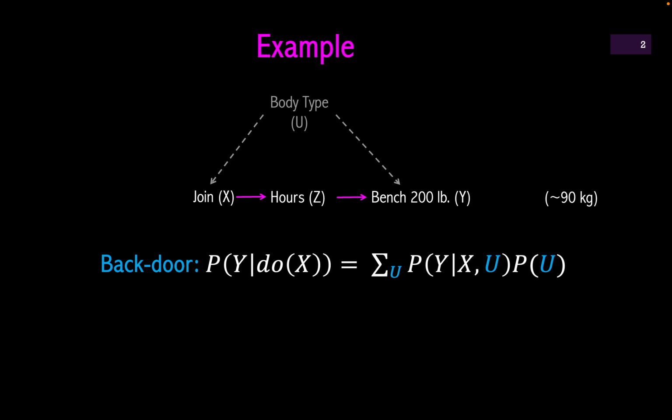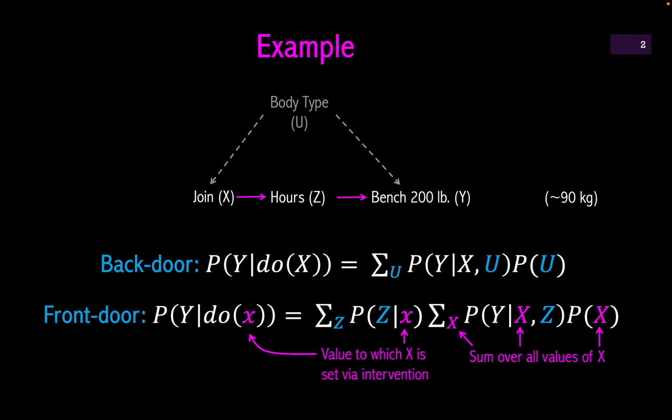identified at all. We already know that the effect in the population is a weighted average over body types. But here we don't actually measure body type. So how is it possible to identify the effect? Unless you're already an expert, this will not be transparent just from looking at the front door formula. But by the end of this episode, it will be crystal clear.